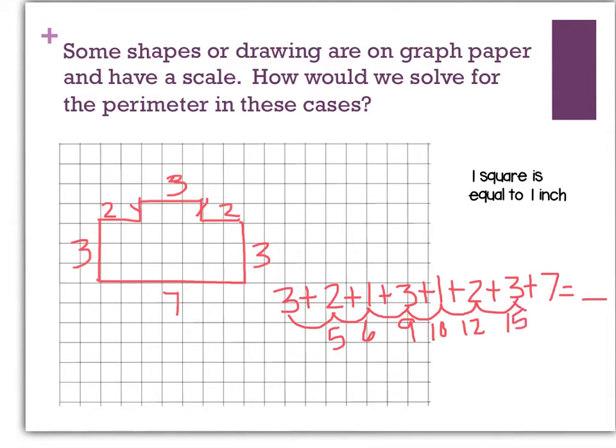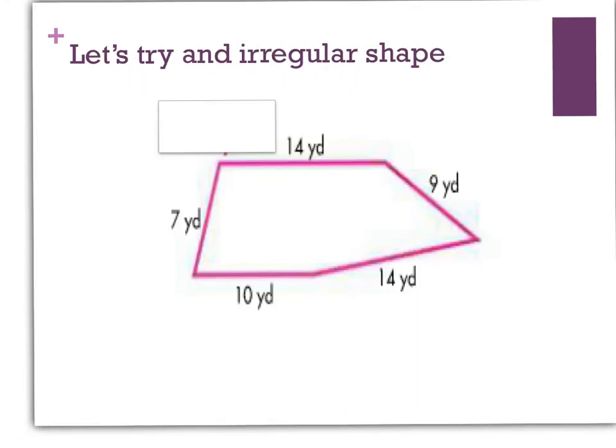And then if I add 7 and 15 together, I get 22. The perimeter is 22. You'll also be asked to find the perimeter of shapes that are irregular. Let's try this one. This side is 14 yards, 9 yards, 7 yards, 10 yards, 14 yards.